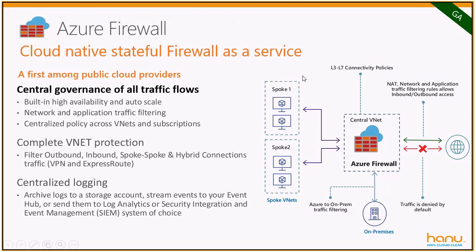There are two spokes, spoke one and spoke two. It is connected to the Azure Firewall, which is connected with a centralized VNet, and that is also connected with their on-premise system. So we can add all the filters for the internet.